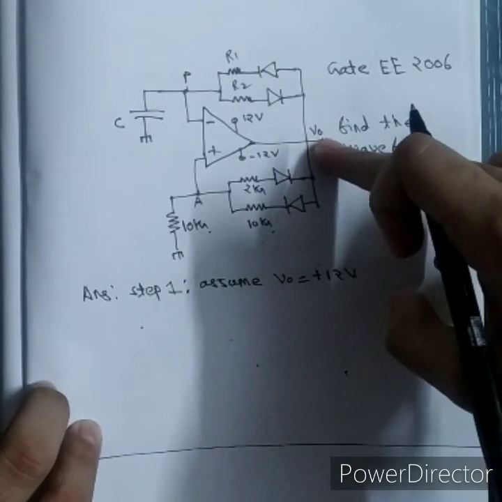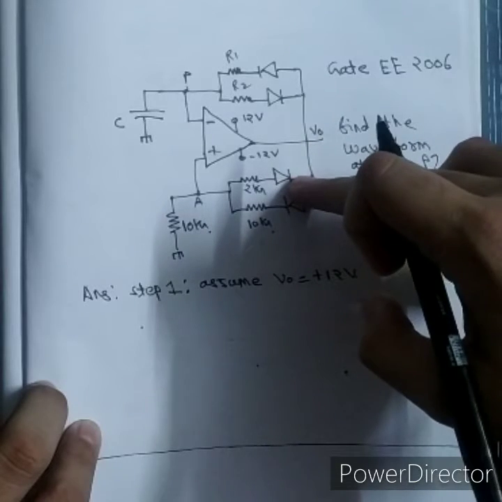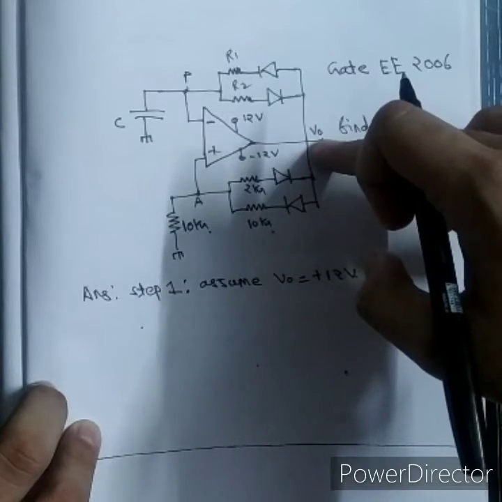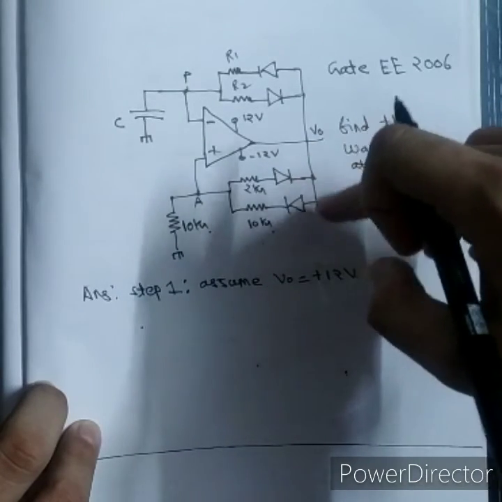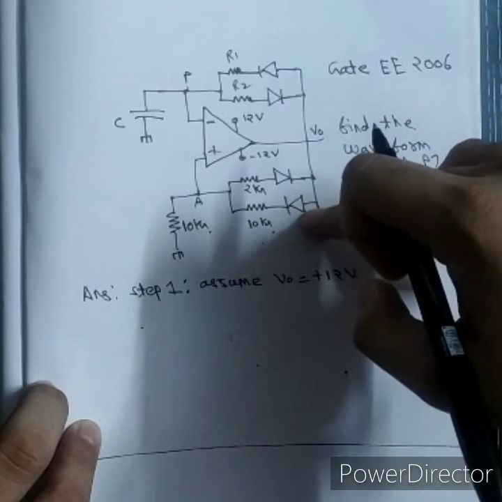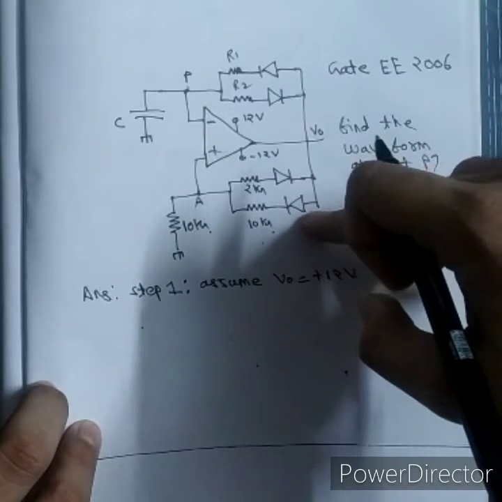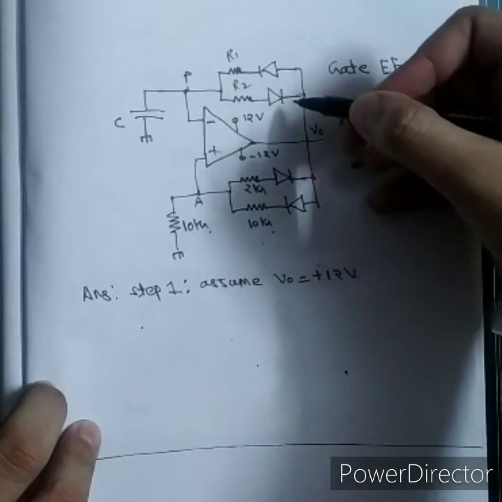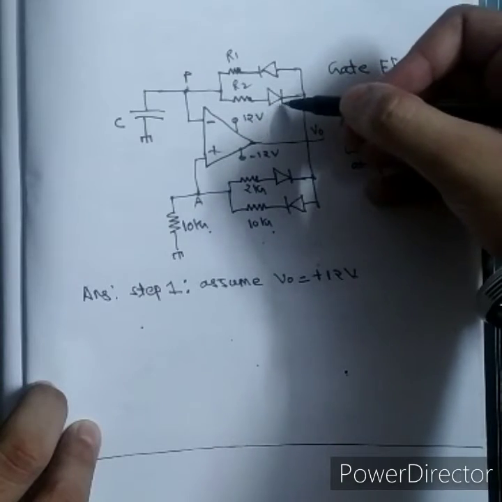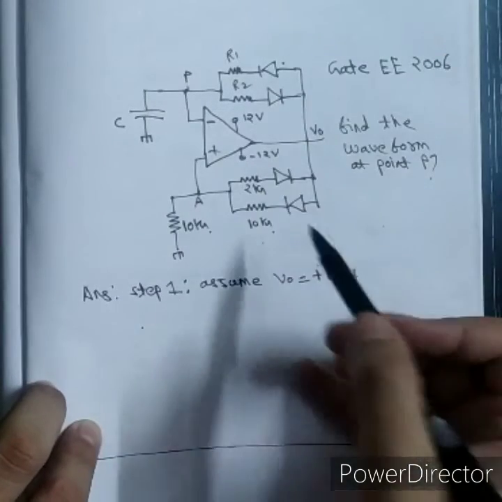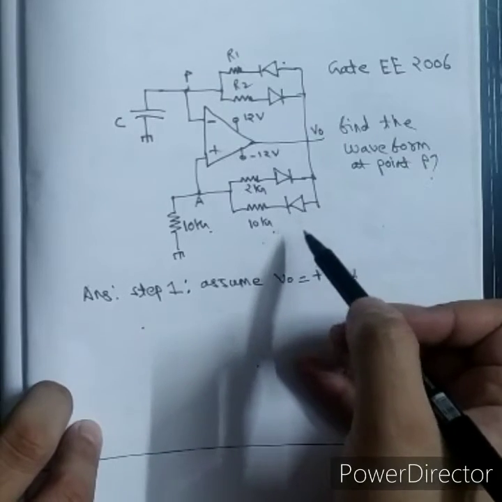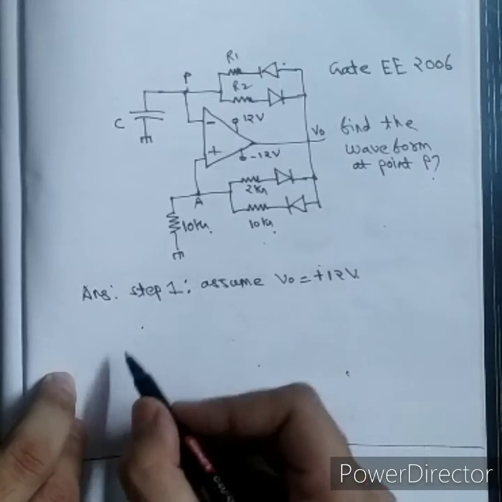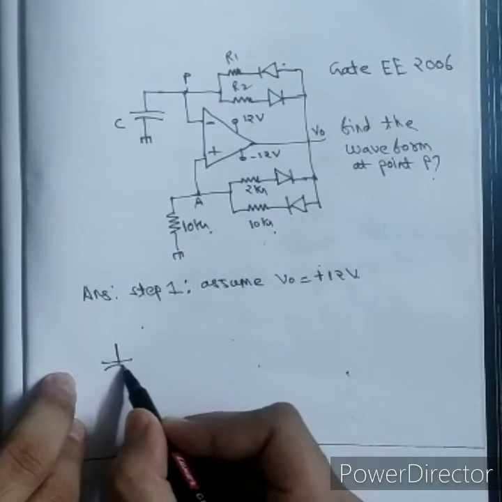If VO is plus 12 volt, this diode will become off because the negative of the diode is having a higher potential. So this diode is off, while this diode becomes on because 12 volt is directly connected to the positive side of the diode. So this diode is on, this diode is off. Similarly on this side, this is plus 12 volt and this is plus 12 volt. So this is off and this is on. So let's make the diagram again while considering output voltage to be equal to plus 12 volt. So the diagram will become like this.